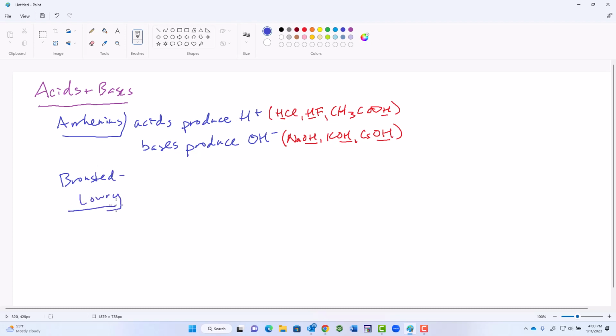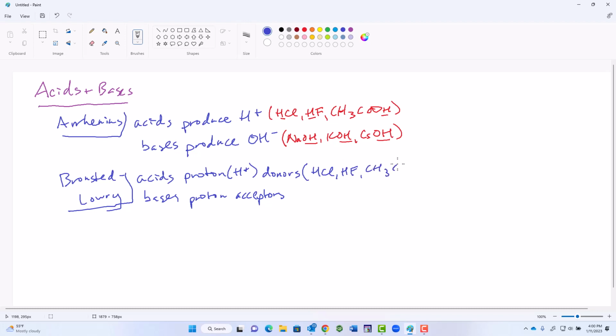The next largest group is the Bronsted-Lowry definition of acids and bases. This is a little bit more general than acids producing H+ and bases producing OH-. This says that acids are proton, which is H+, donors, and bases are proton acceptors. So this includes things like HCl, HF, CH3COOH, something with a labile proton that can be donated. However, this expands our definition of bases to things like NaOH and KOH, but also NH3 and BH3 that can accept protons.